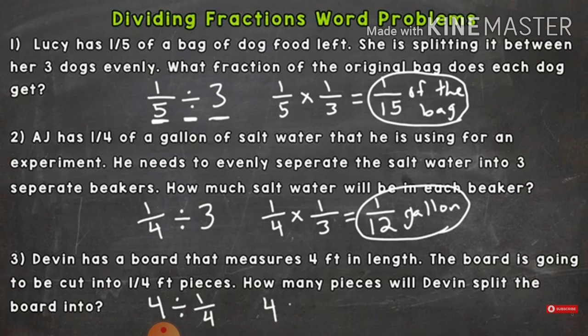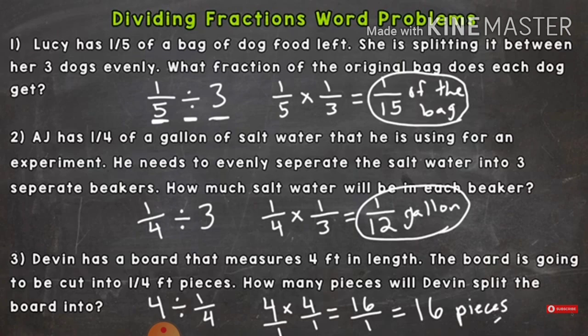Keep, switch, and flip. And both of these whole numbers we can put over 1, so we have a top and a bottom. 4 times 4 is 16. 1 times 1 is 1, which 16 over 1 is just a whole 16. So how many pieces will Devin split the board into? Well, 16 pieces.